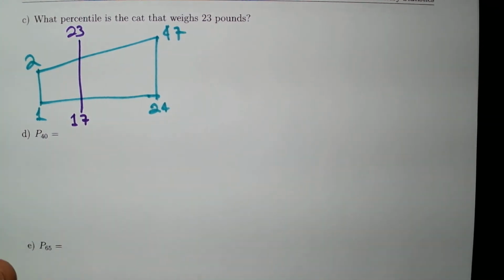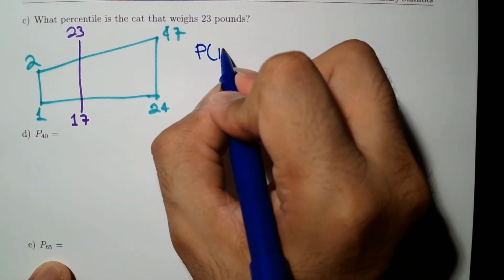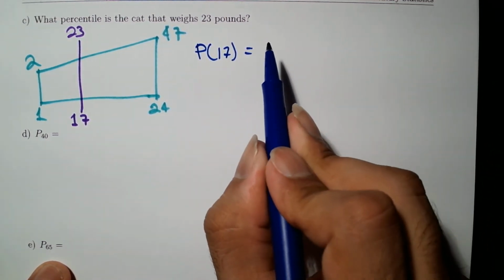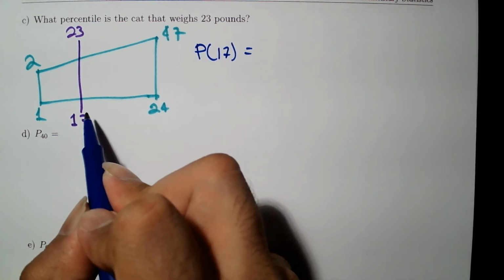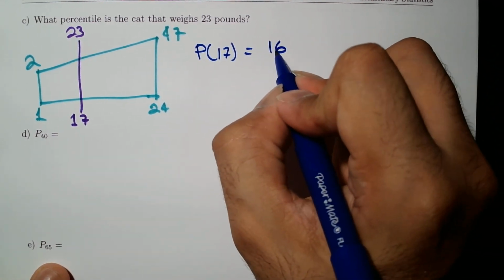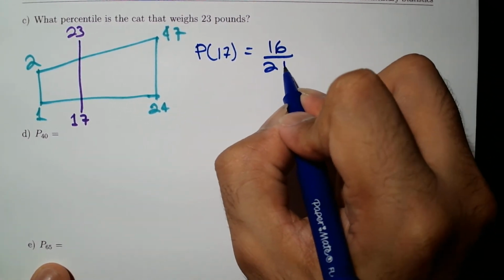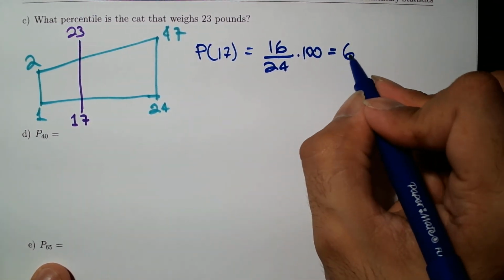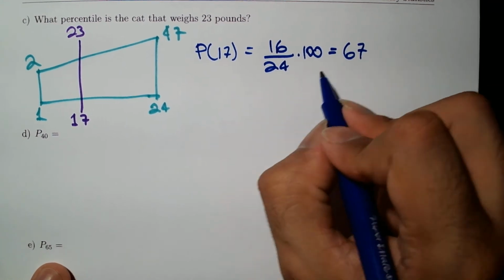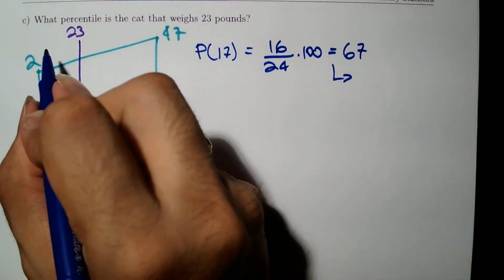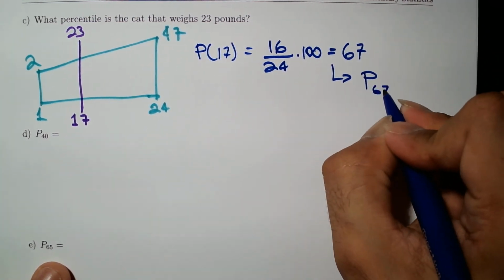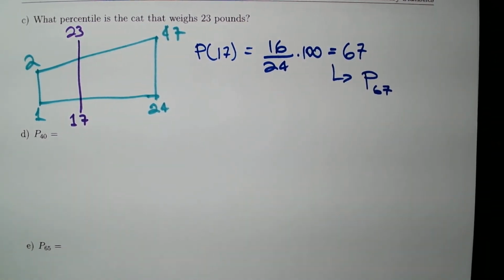Okay, so the percentile for position 17 is the number of values below it, which in this case is 16, divided by the total, which is 24, multiplied by 100. And in this case I get 67. This means that the cat that weighs 23 pounds is P67. In other words, it is the 67th percentile.